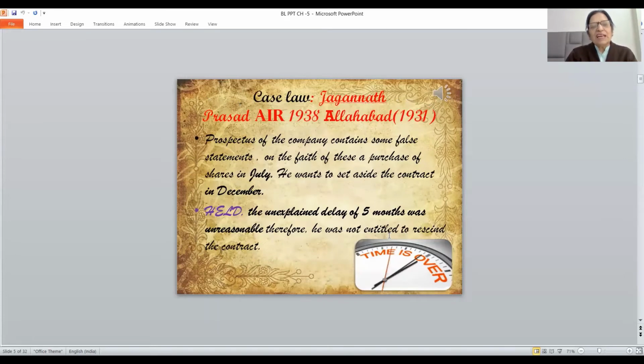The case law is here. I would like to take up this case law, which is Jagannath Prasad versus Allahabad. Now, the prospectus of a company contains some false statements. On the faith of these, he purchased shares in July. So shares were purchased in the month of July, but he wants to set aside the contract in December. So there is a time lag or gap between the 2 months. Here an unexplained delay of 5 months was unreasonable. Therefore, he was not entitled to cancel the contract because the time was over.